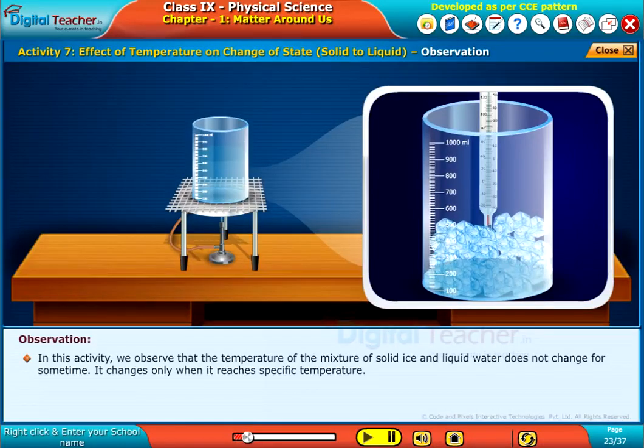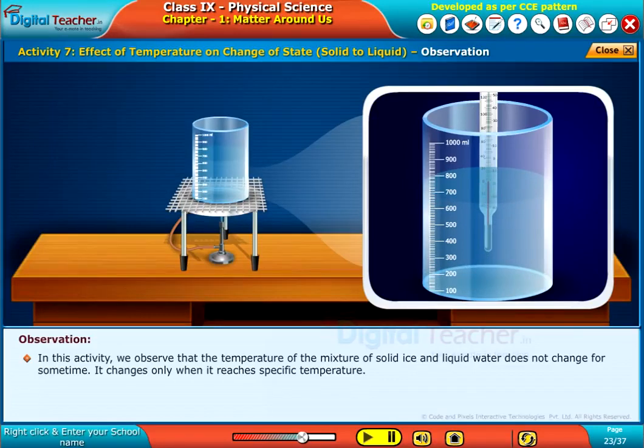In this activity, we observe that the temperature of the mixture of solid ice and liquid water does not change for some time. It changes only when it reaches specific temperature. The temperature starts changing only when ice completely melts.